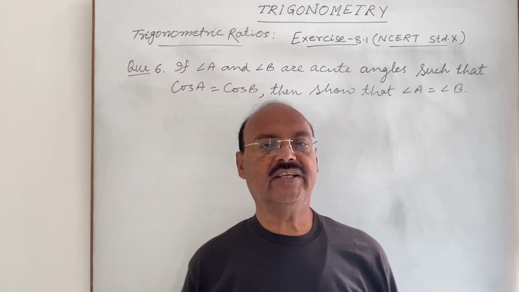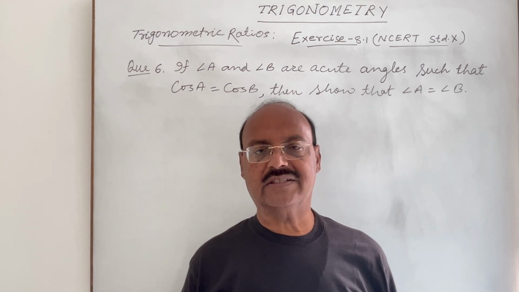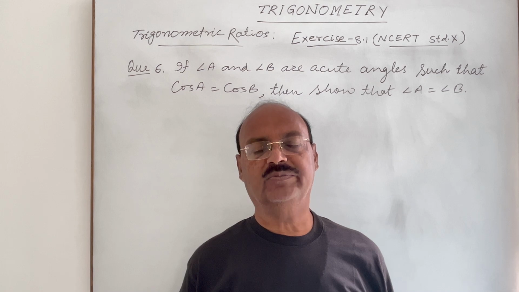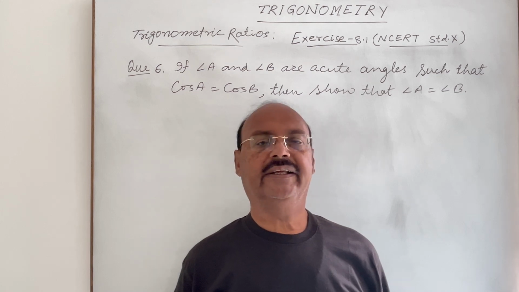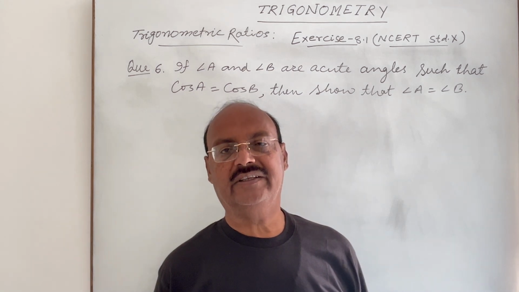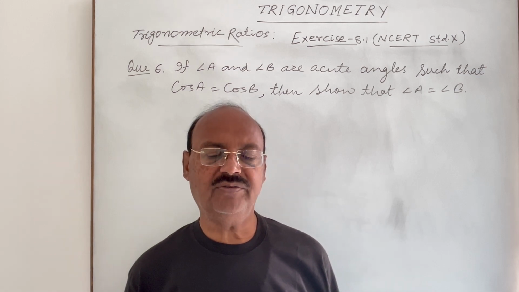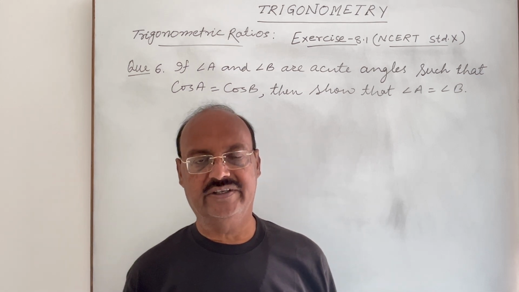Here we are discussing question number 6 of exercise 8.1 from the chapter Trigonometry. Here the topic is trigonometric ratios. The question has been taken from the NCERT book of standard 10.